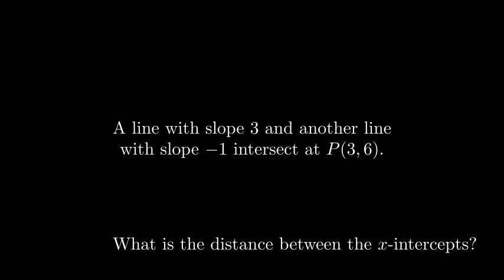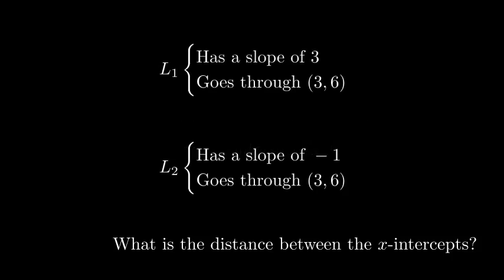I'll first rearrange the information we have. I'll group the information about line 1 together and the information about line 2 together. So we know that one line has a slope of 3, that the other line has a slope of -1, and that they both go through the point (3, 6). So let's try to translate the English words into math.